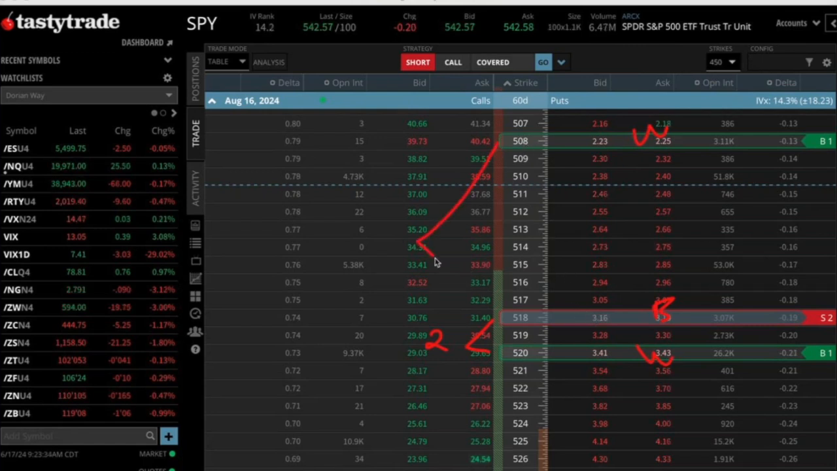But in this example, it's broken. So we set it up for 10 points wide. You can set it up as wide as you want, but as long as it's not equal width between each of the legs, then it's a broken wing butterfly. You have the wings, and you have the body. And this is a broken wing butterfly.